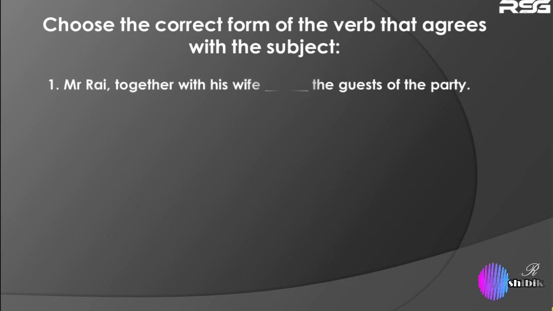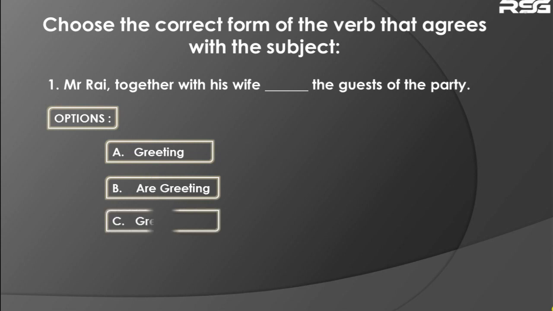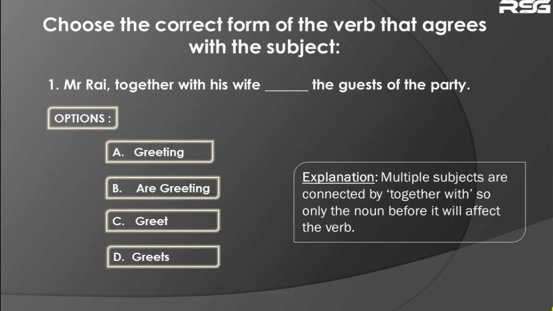Mr. Rai, together with his wife, dash the guest of the party. And the options are greeting, are greeting, greet, or greets. Now you have four options. Now see, if multiple subjects are connected by certain words or conjunctions, like in this sentence, two subjects are connected by the word together with, isn't it? What are those two subjects? The two subjects are Mr. Rai and his wife. So these two subjects are connected with what?